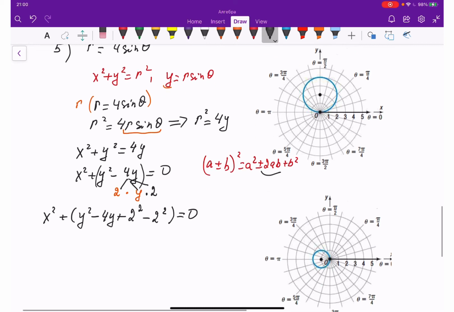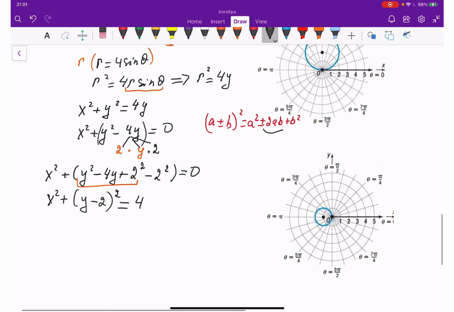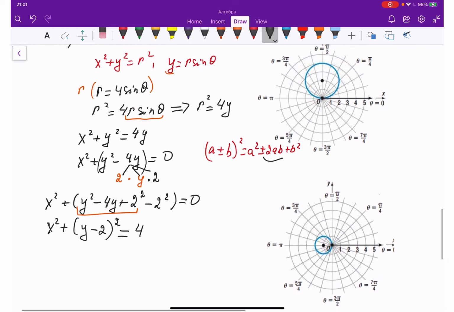So from here I'm getting x squared plus (y minus 2) squared, this is this piece, okay, minus 2 squared, and this minus 4 I'm putting here, is equal to 4. So what do we get? We are getting the formula for a circle where the center y is shifted by 2. Okay? Center y is shifted by 2.